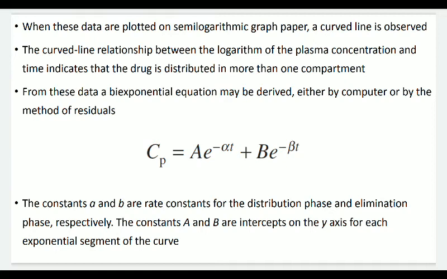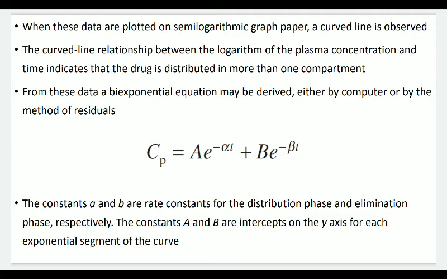In the case of the graph which we are plotting on semi-logarithmic paper, we are getting a curve instead of a straight line. So the existence of a curve indicates that the given drug is following a two compartment model. From this data, a bi-exponential equation may be derived either by computer or by the method of residual.